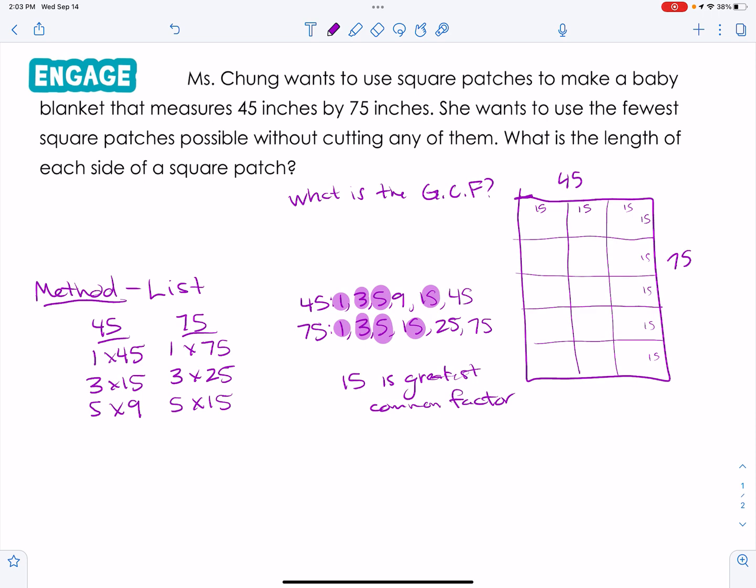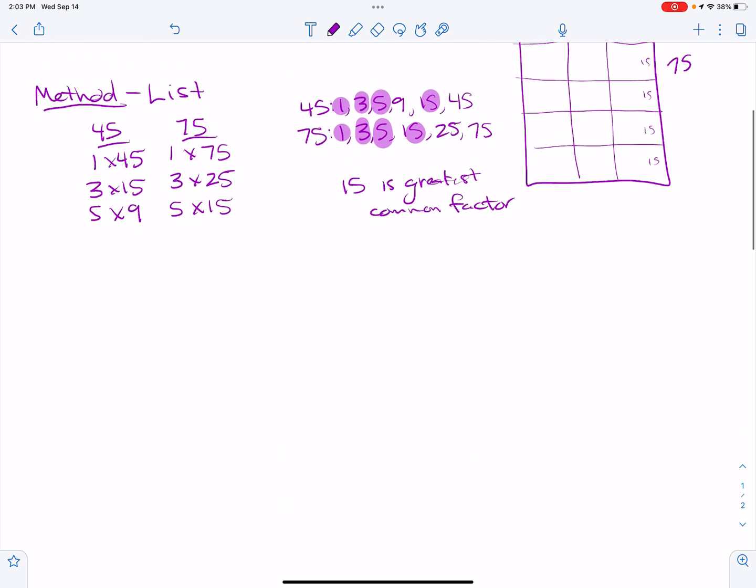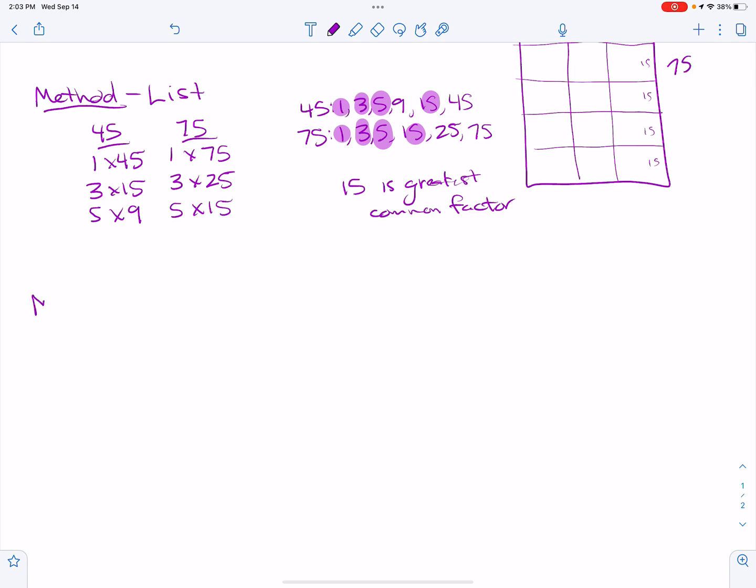Now this method of listing out the factors works pretty well when the numbers are reasonable. But as the numbers increase, this becomes a really inefficient strategy with lots of opportunities to miss a factor or have some other problems. So what we could also do is use our prime factorization and do a factor tree. And so we could call this a factor forest because we have more than one tree in here. So we'll be doing 45 and 75.